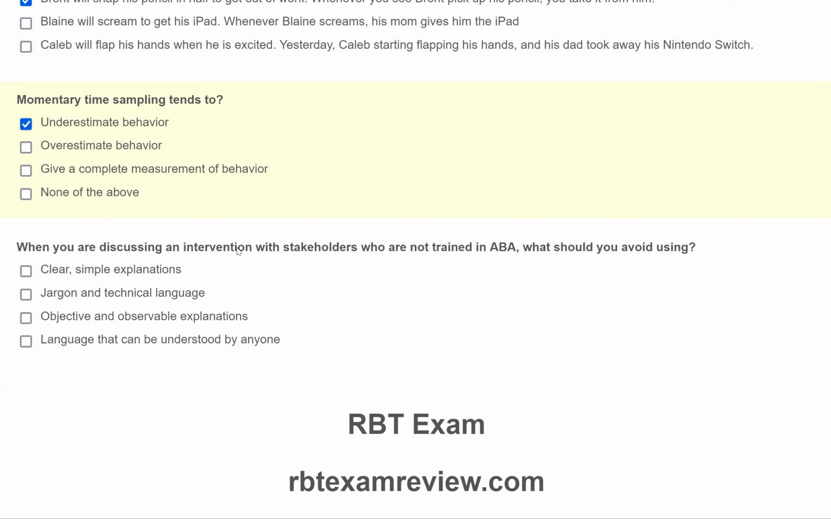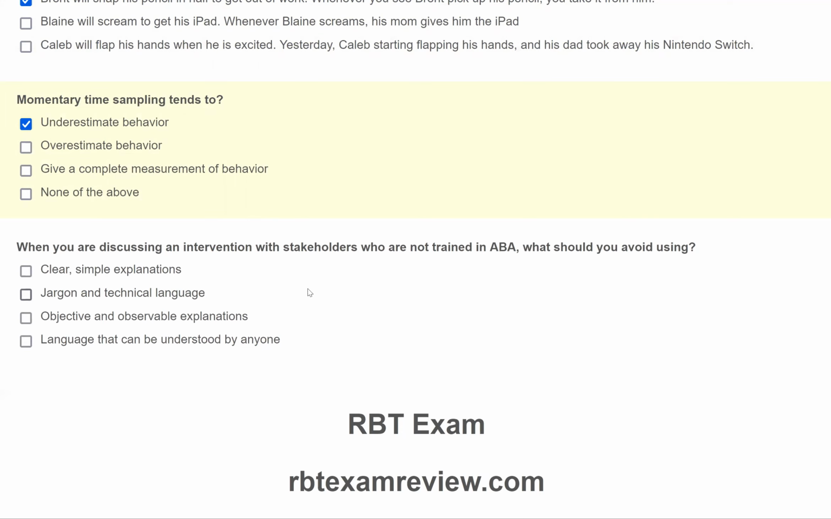And then when you're discussing an intervention with stakeholders who are not trained in ABA, what should you avoid using? Well, we covered this earlier in our jargon question, right? When we're talking about differential reinforcement. So this is an intervention question that goes for all stakeholders in general. What do we need to avoid using? A, clear, simple explanations. Well, if you're discussing an intervention with stakeholders, I would hope you're using clear, simple explanations. A is out. B, jargon and technical language. Bingo. We want to avoid jargon and technical language. They don't understand it. They don't get it. They don't know what it means. Don't use it just to sound smart. You're just going to confuse them.